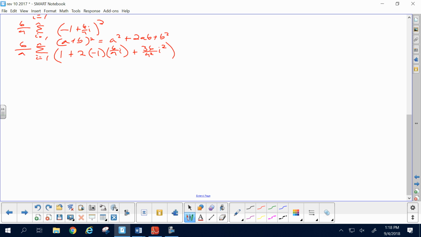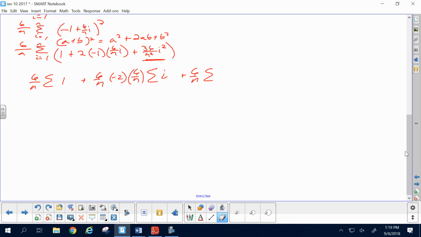All right. If I break that into many, I would have 6 over n times the sum of all the 1s. Then I'd have 6 over n times negative 2 times 6 over n times the sum of all the i's. Then I have 6 over n times 36 over n squared times the sum of all the squares. Cool? Are we cool? Okay.